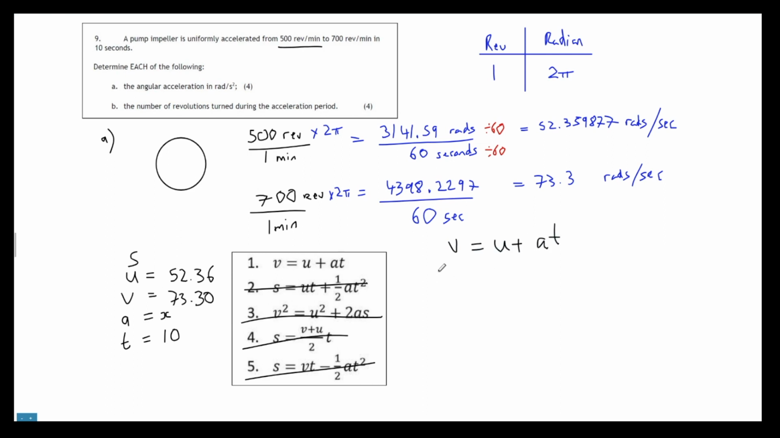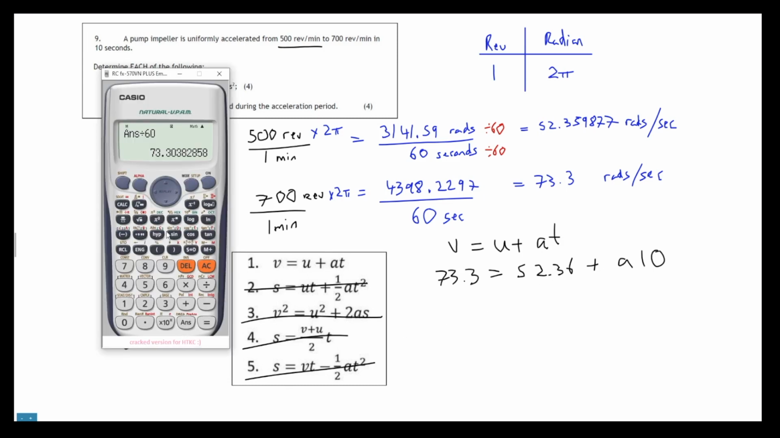This is going to be 73.3 is equal to 52.36 plus acceleration, which is what we're looking for, times by time, which is 10. All right, let's minus that from both sides. We minus the 52, so 73.3 minus 52.36. I already had it in my calculator, didn't I? Minus 52.36.